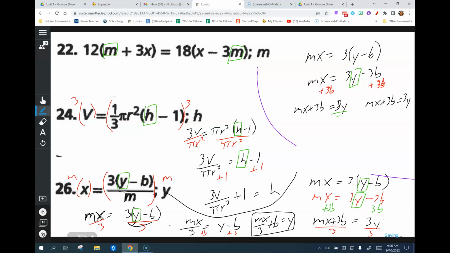Whoops. First I have to indicate the variable. So I'm going to indicate the variable. Now I'm going to divide both sides by 3. I'm just going to do the whole big chunking thing. And I get mx plus 3b over 3 is equal to y. I can then reduce that down to be mx over 3 plus b because I can break it into 2 fractions.